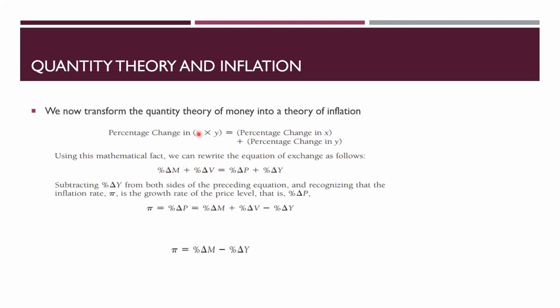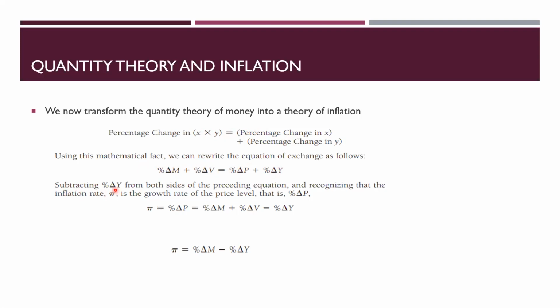I hope this is clear, because we've simply noted that if we have assumed that this is your M and this is your V, which means if you want to get the percentage change in MV, you are simply adding the respective percentage changes for M and V. This is what we have done here. Percentage change in M plus percentage change in V is equal to percentage change in P plus percentage change in Y.